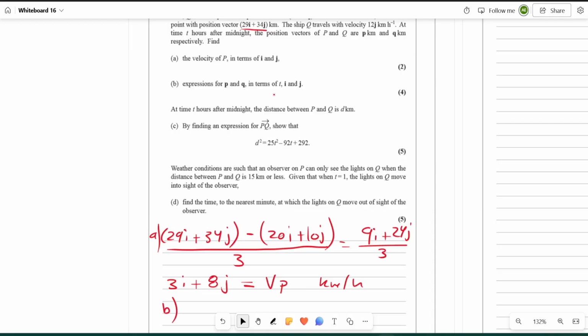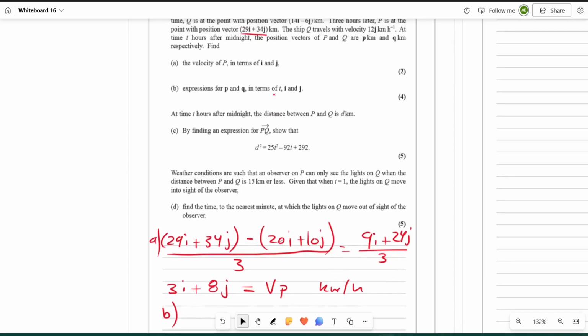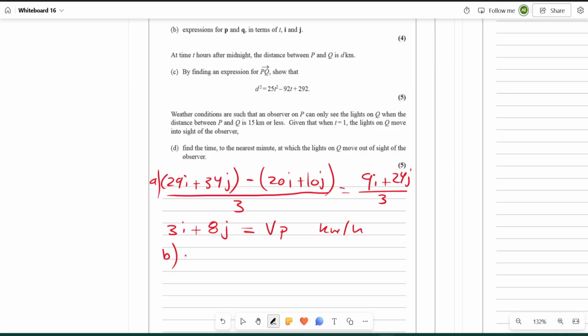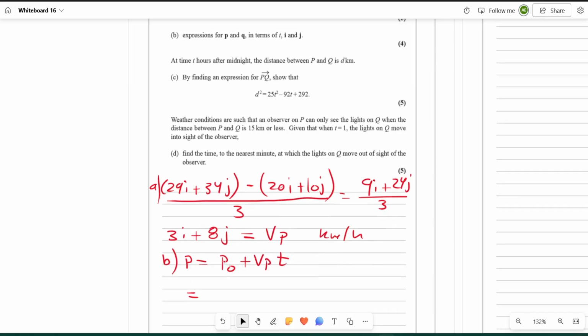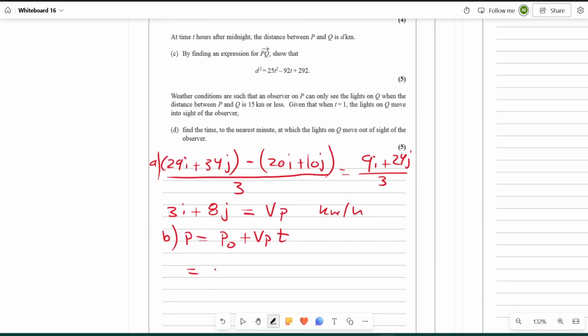expressions for P and Q in terms of t. Okay, so now we basically want the position vectors of P and Q in terms of t. So this is the equation that I told you about. So the position vector of P is going to equal the initial position of P plus velocity of P times time. So this is going to equal initial position of P, which was 20i plus 10j. So that's going to be 20i plus 10j plus the velocity vector of P, which I got as 3i plus 8j. So 3i plus 8j times the time.